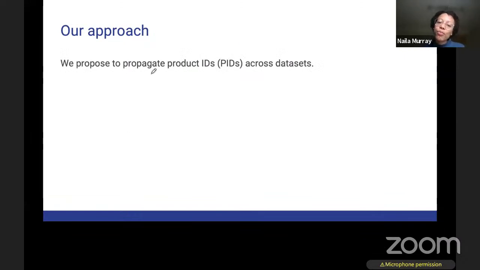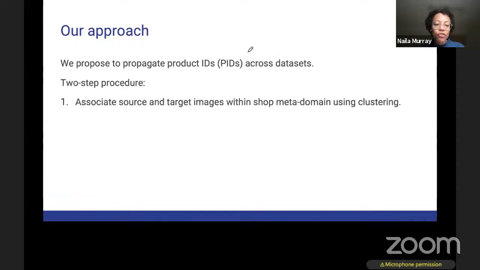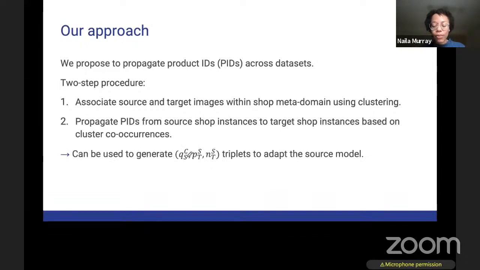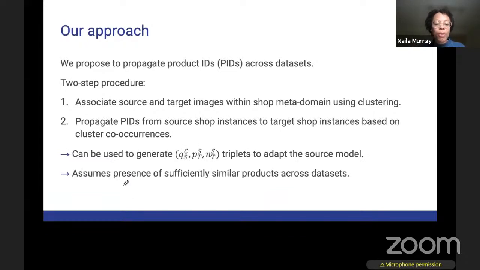So what we propose is to propagate product IDs, which you can consider product classes or product labels, across these data sets. We're going to take a two-step clustering procedure. First, we associate source and target images within a shop metadomain using clustering. Then we propagate the product IDs from the source shop instances to the target IDs based on the occurrences within clusters. And then we use that to generate these triplets. This assumes the presence of sufficiently similar looking products across the source and the target. So let's look at this pictorially.